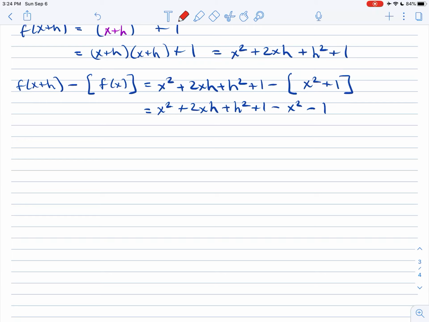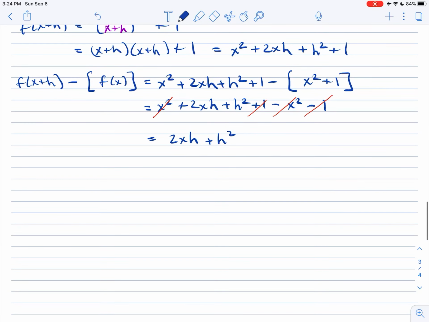Now at this stage, since our goal is to factor out our h and cancel it from the numerator and denominator in the very next step, you know that you have made correct calculations if you get to this stage and you are able to cancel all of the terms that do not contain h. And we see that we're allowed to do that because we have x squared minus x squared, and that's 0, and we have 1 minus 1, and that's also 0. So f of x plus h minus f of x simplifies to 2xh plus h squared.